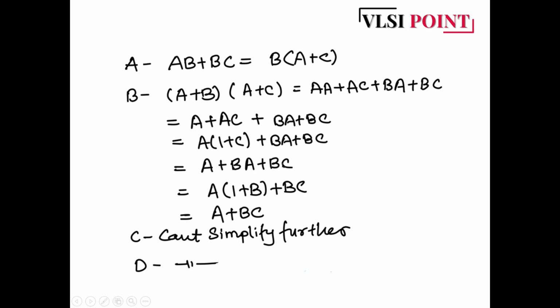Okay, let's take A outside. You will get 1 plus B in these two terms, and here BC is as it is. So 1 plus B again is 1, and A into 1 is A. So the equation becomes A plus BC.